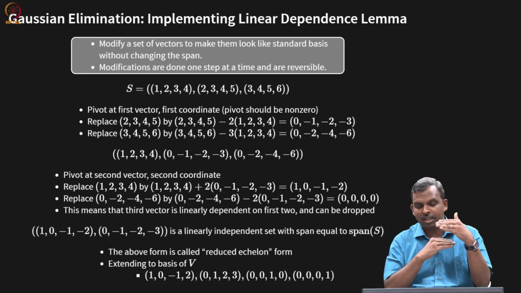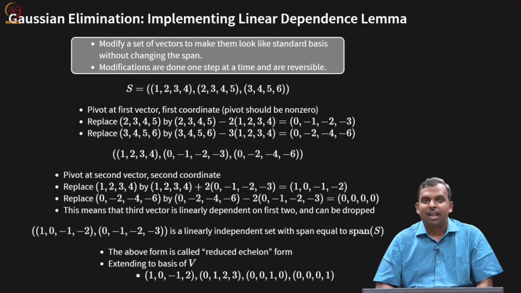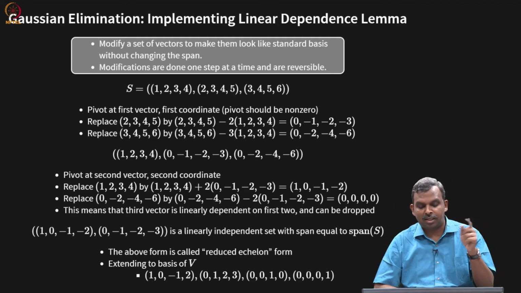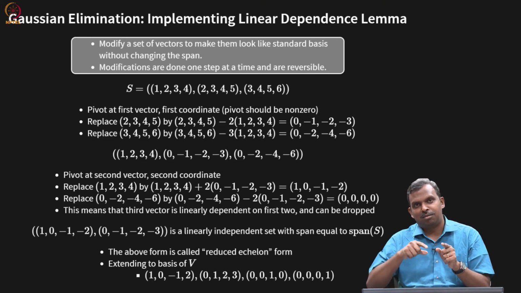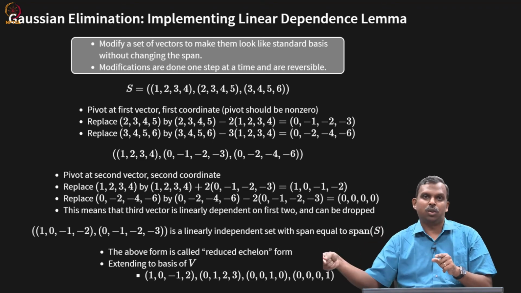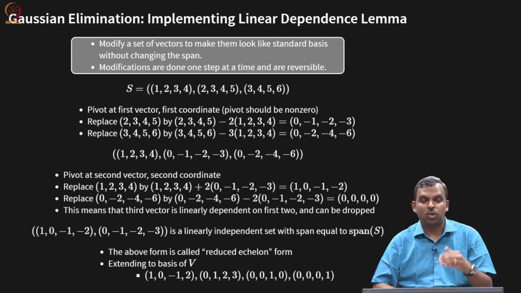You have 1, 0 and 0, 1 showing up, and in this form it's easy to extend to a basis of V. You have 1, 0 and 0, 1, and simply you need to extend by adding 0, 0, 0, 1 and then 0, 0, 1, 0. So, it's easy to extend once you have the echelon form.